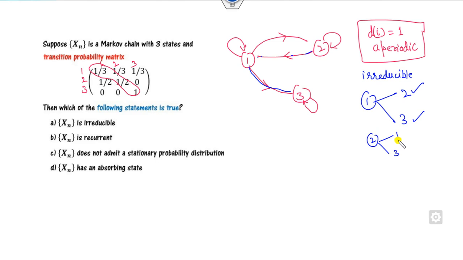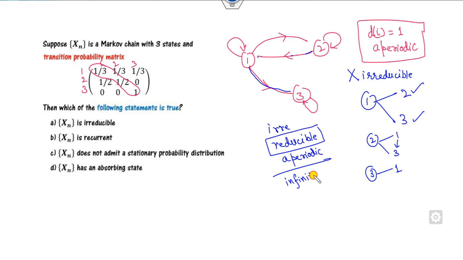So that's possible. If you start from the 3, can you go to the 1? Not possible. So it means it is not irreducible. Fine. So once it's not irreducible, what is the meaning of that? This is reducible. It is aperiodic. That's fine. So it means it has infinitely many stationary distributions.